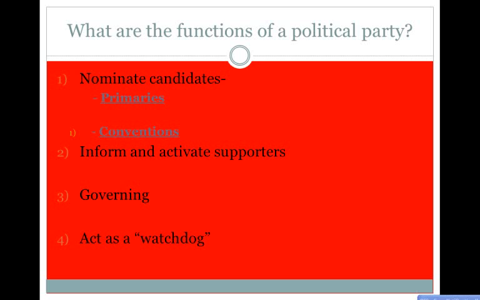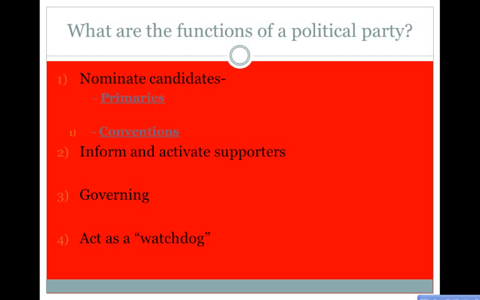Obviously, the big conventions are the Democratic and Republican conventions in the year of the presidential election. You might remember that from 2012. The second job of a political party is to inform and activate its supporters. So obviously, political parties are trying to tell you what's going on and get you motivated and activated so that they hope that you go out and vote.